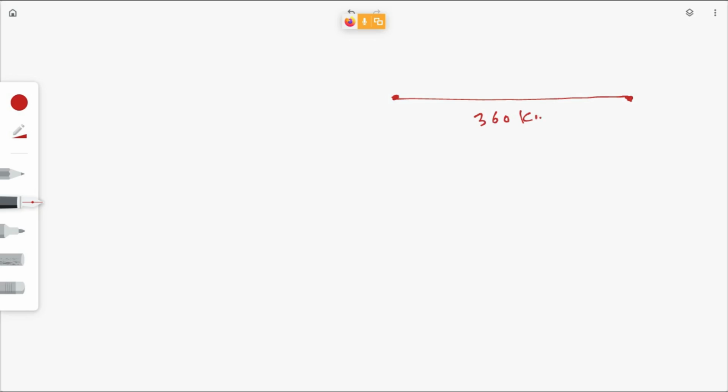360 km is the distance between two cities, city A and B. The distance between the two cities is 360 km. So here there is a train.